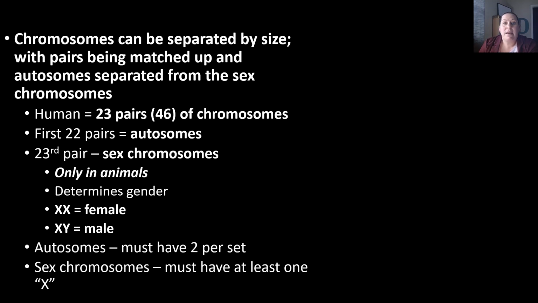Now, autosomes must have two per set, but with sex chromosomes, you have to have at least one X. If at least one X is not present, that particular individual is not viable. It will not grow and develop properly. And so you have to have at least one X. Okay, now if you have two, that's XX, that's female. If you have one and there's a Y, then that's male.